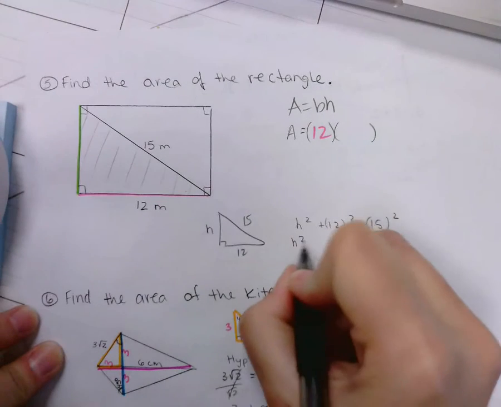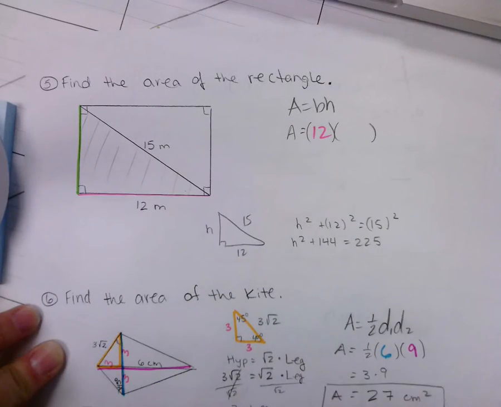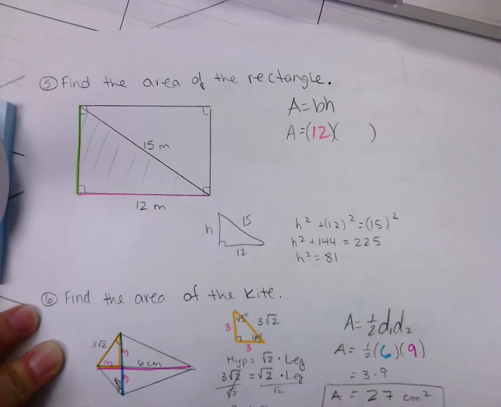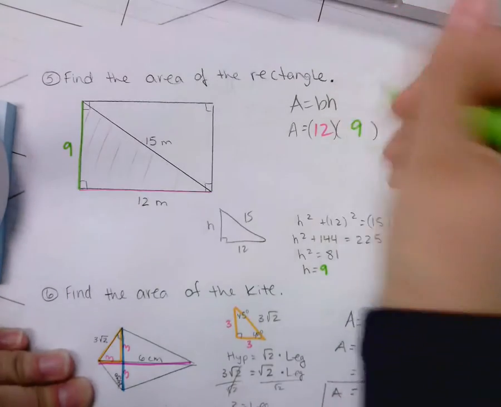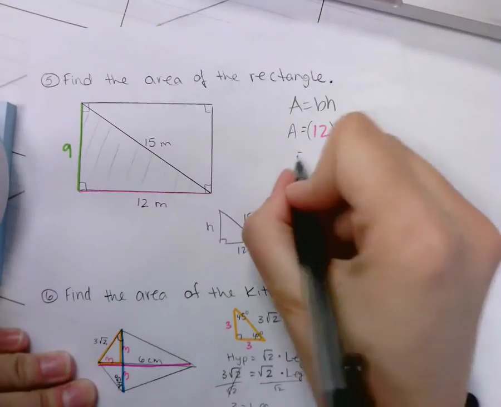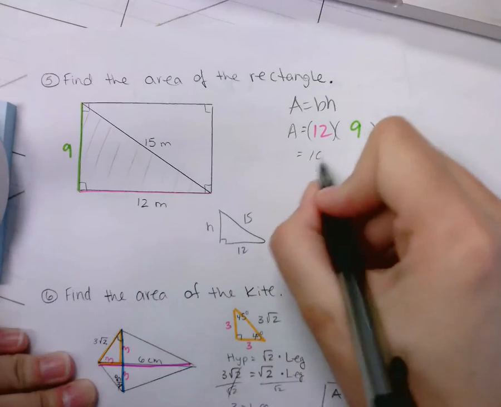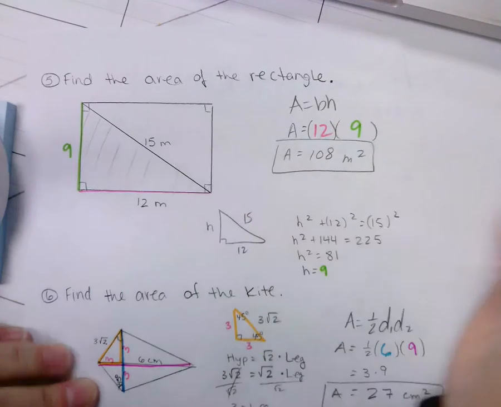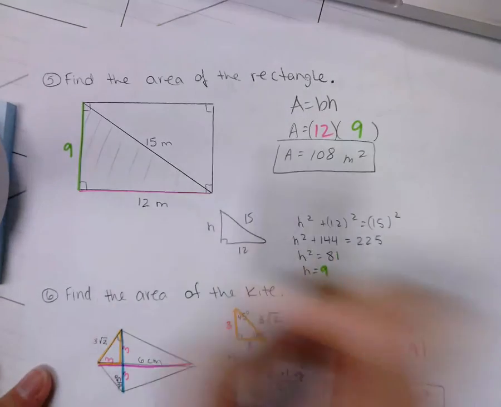So I get h squared plus 144 equals 225. Then I subtract 144 and I get 81. When I square root 81, what do I get? 9. Then 12 times 9 is 108. How'd you get 54? Oh, I did half of it. You don't want to do half, because we're finding the area of the whole rectangle.